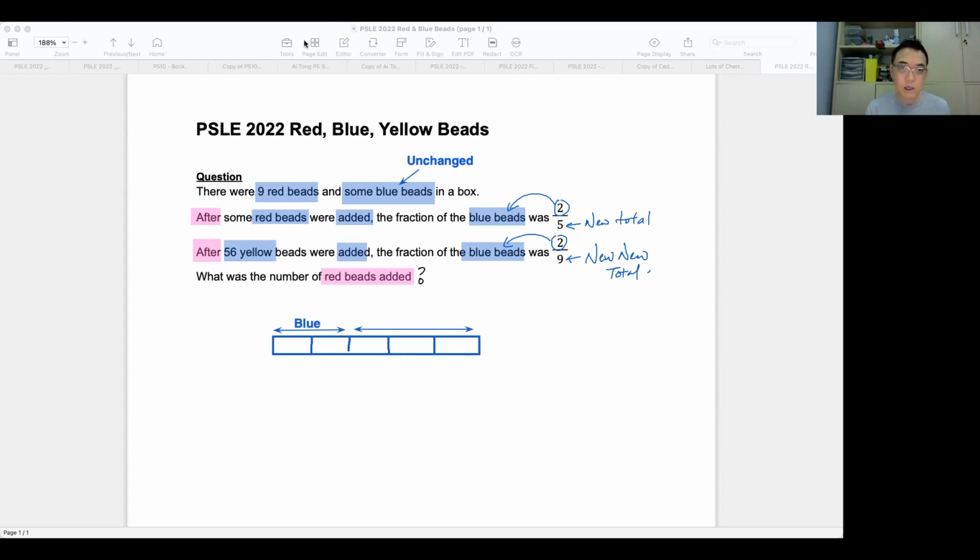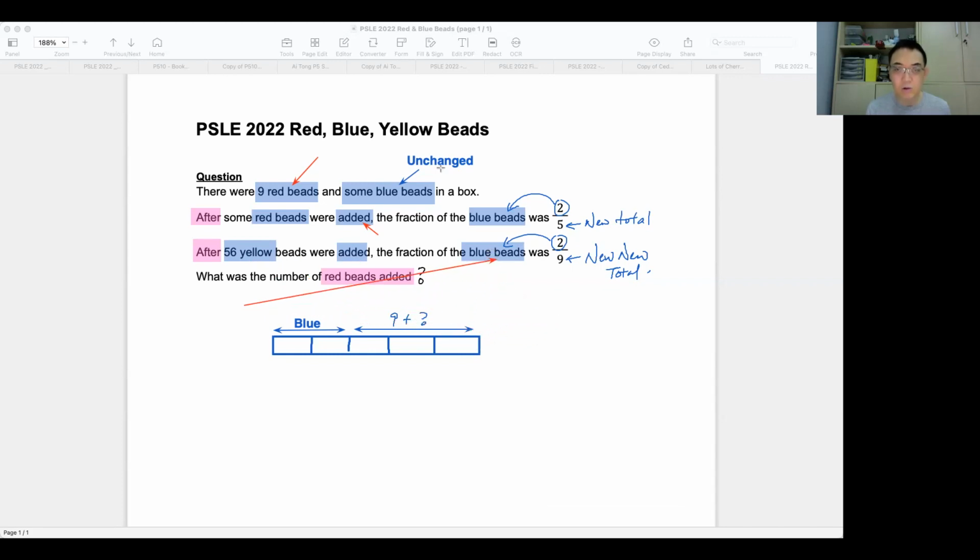But this red includes what was added. So it's not just 9, it is 9 plus something. Okay, so I'm going to write that in. It is 9 plus something. We do not know what that thing is, but that is the question. Now we continue to the new total, and that ended up as a result of another 56 yellow beads added. Okay, so that makes this model even longer.